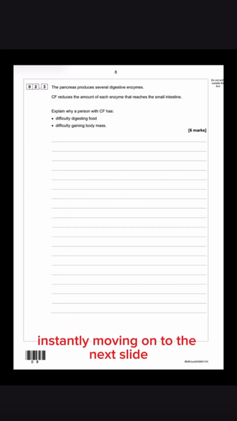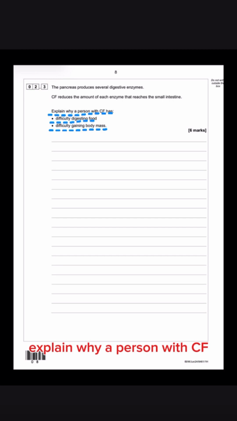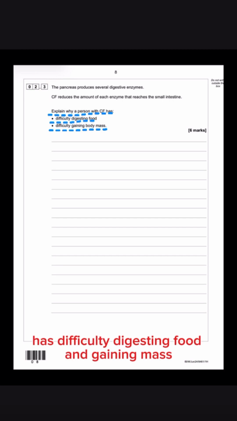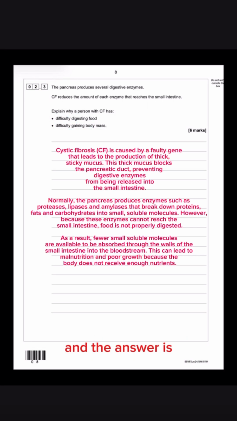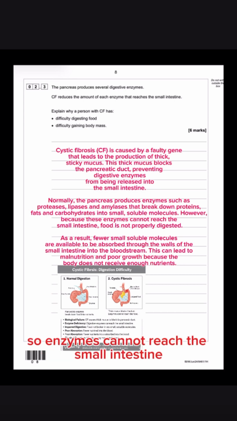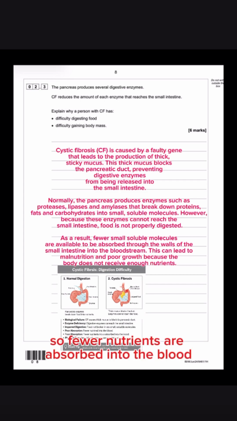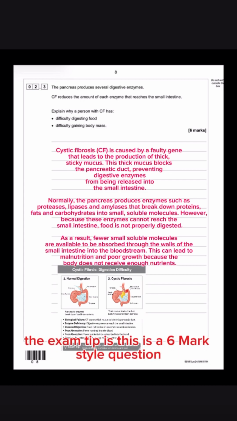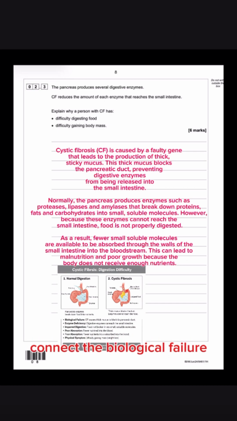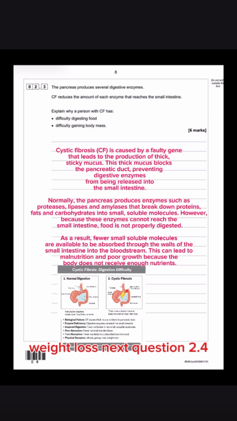Moving on to the next slide, the next part of the question is 2.3. Explain why a person with CF has difficulty digesting food and gaining mass. And the answer is CF causes thick mucus to block the pancreatic duct, so enzymes cannot reach the small intestine. Food is not broken down into small, soluble molecules, so fewer nutrients are absorbed into the blood. The exam tip is, this is a 6-mark style question. Connect the biological failure, blocked ducts, to the physical symptom, weight loss.